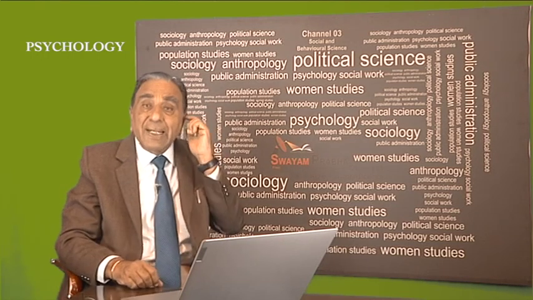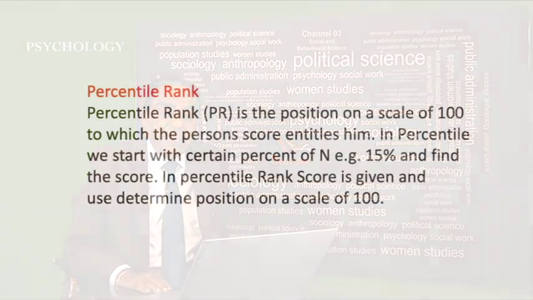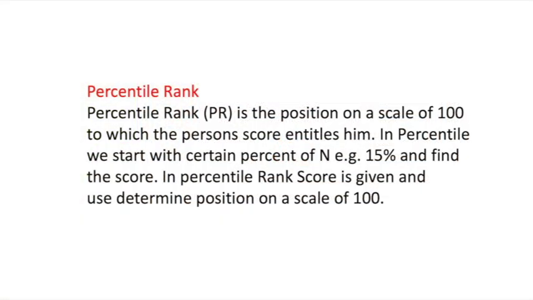Now, related to the percentile and other statistics is called percentile rank. It is a little bit different from the percentile, so don't confuse it. Percentile rank is usually denoted by the symbol PR. Percentile rank is the position on a scale of 100. Percentile means a scale of 100. Percentile rank is the position on a scale of 100 to which a person's score entitles him.